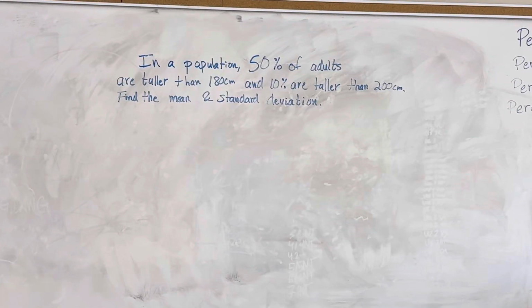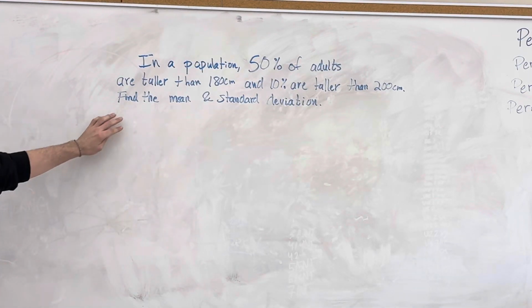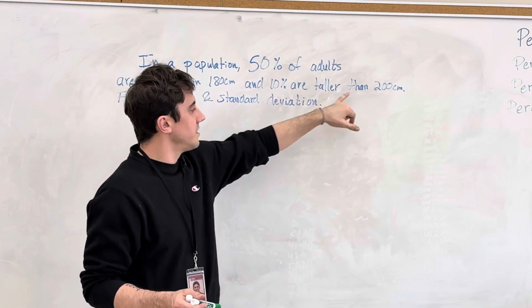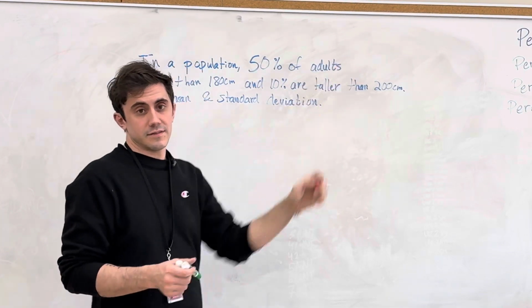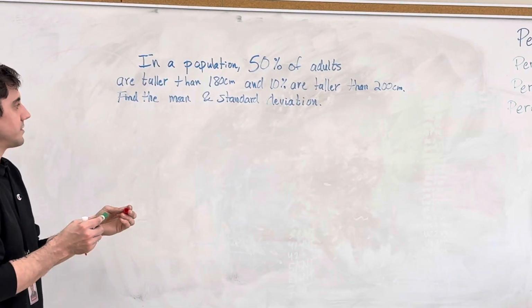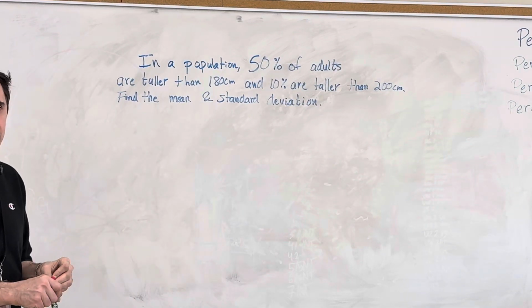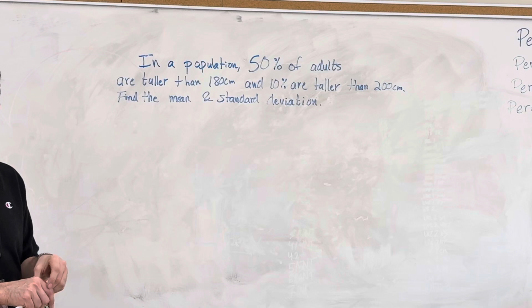Good afternoon, everyone. Today we're going to do a problem relating to z-scores. In a population, 50% of adults are taller than 180 centimeters, and at the same time, 10% are all the way taller than 200 centimeters. We're tasked with finding the mean and the standard deviation of this normally distributed data set.